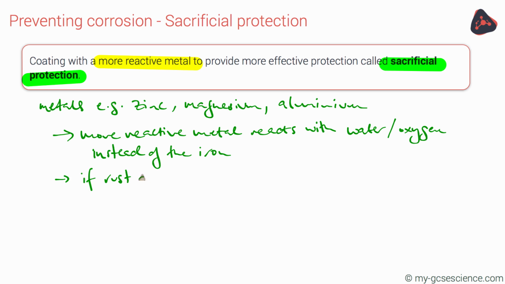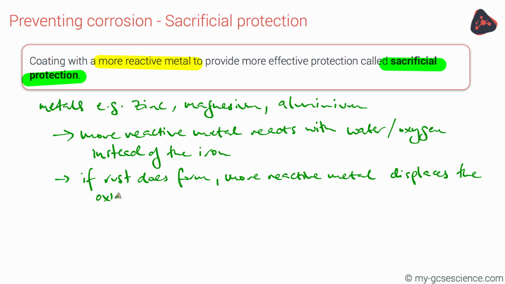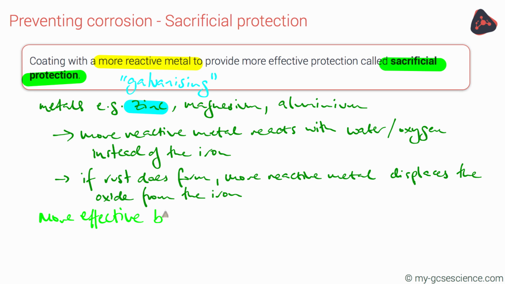Even if the rust does form, the more reactive metal can displace the oxide from the iron, therefore keeping it protected. And there's a special name when it's zinc that's used to coat iron, and that's galvanizing. So you may have heard of galvanized steel, for example, and this is where you have steel that's coated with a layer of zinc in order to protect it from rust. As I said, this is a more effective method, but it's more expensive, so it's only really used in harsh conditions. But the good thing is, you don't need to coat the whole of the surface of the metal.